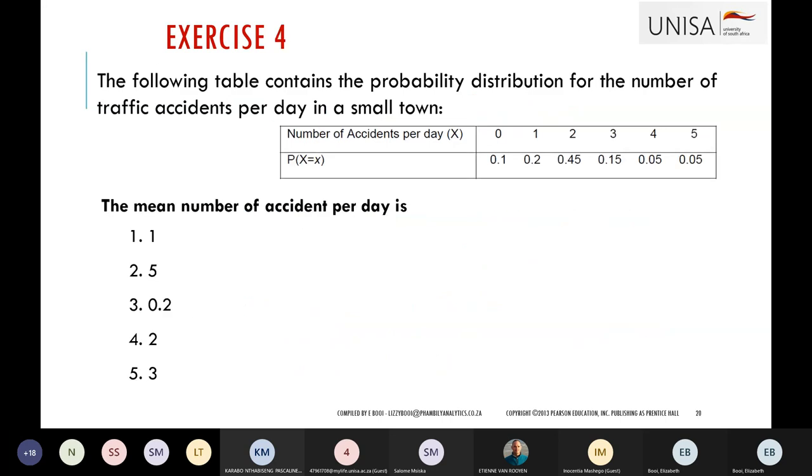Next question. Calculate from the following table, which contains the probability distribution for the number of traffic accidents per day in a town, the mean accidents. What is the average number of accidents that happens in a day in that town? Remember, the mean is your expected value, which is the sum of your observations times their corresponding probability.